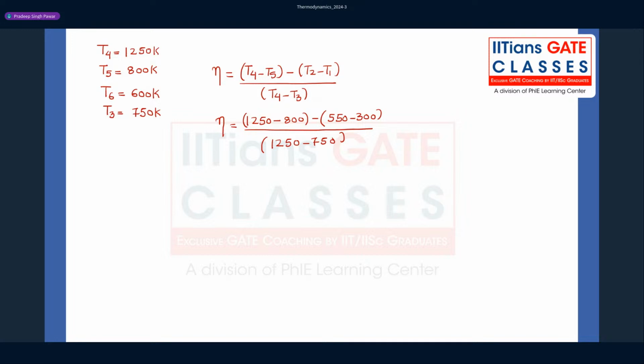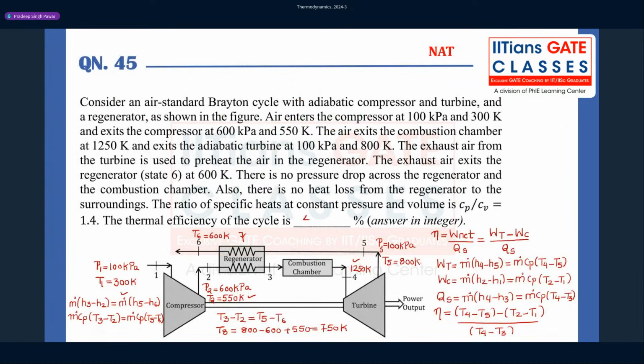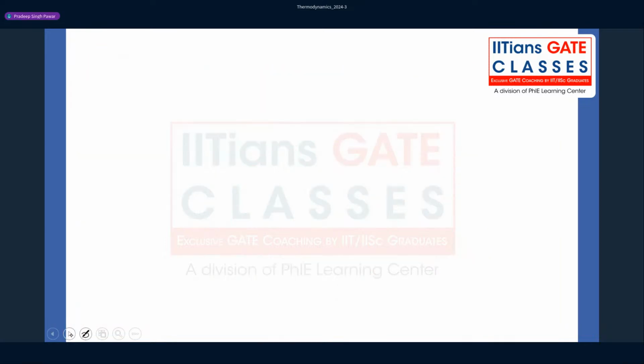Let's substitute and calculate now. What is the answer that we get here? 1250 minus 800, minus 550 minus 300, divided by 1250 minus 750. So this is 0.4. In terms of percentage, efficiency will be 40%. Simple application of simple thermodynamic principles. Let's move to the next problem.